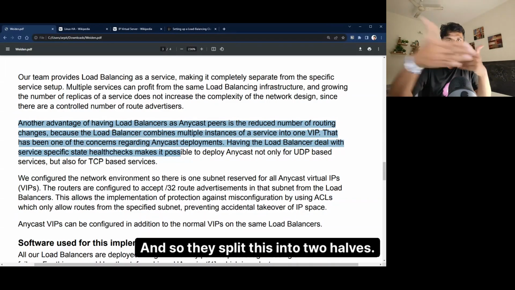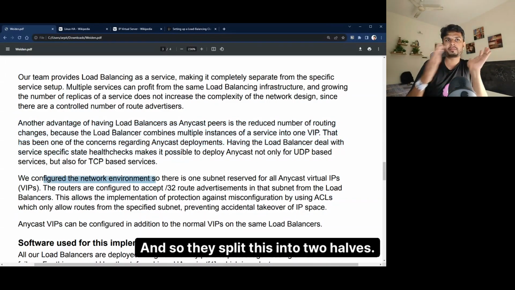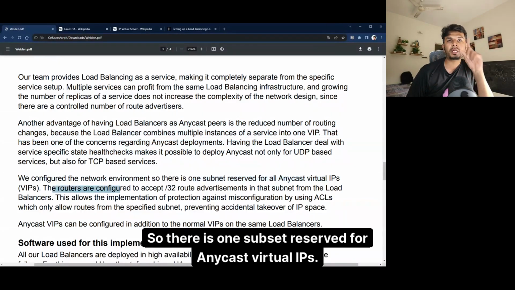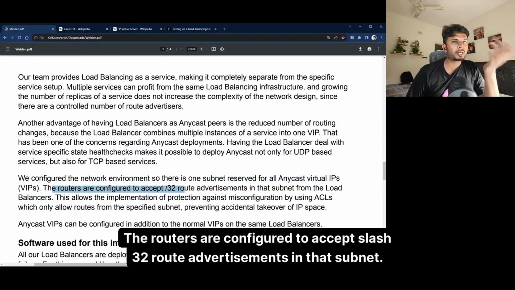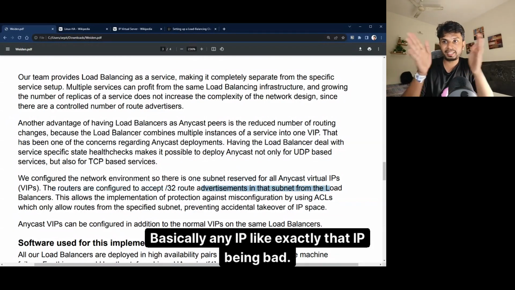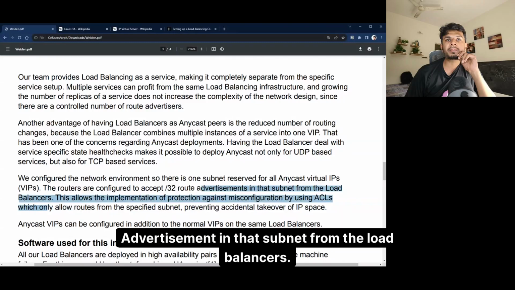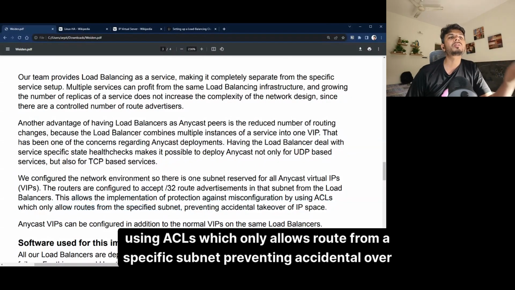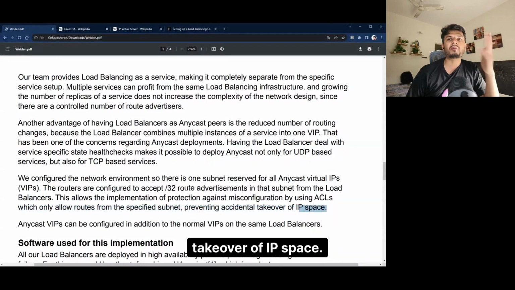So they split this into two halves. We configure the network environment. There is one subset reserved for Anycast virtual IPs. The routers are configured to accept /32 route advertisements in that subnet. Basically, exactly that IP being advertised in that subnet from the load balancers. This allows the implementation of protection against misconfiguration by using ACLs, which only allow routes from a specific subnet, preventing accidental takeover of IP space.